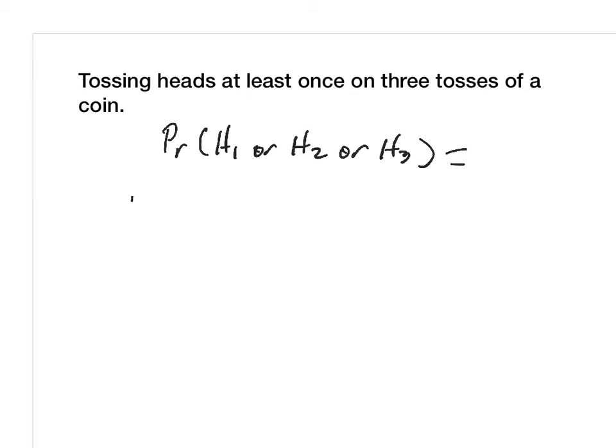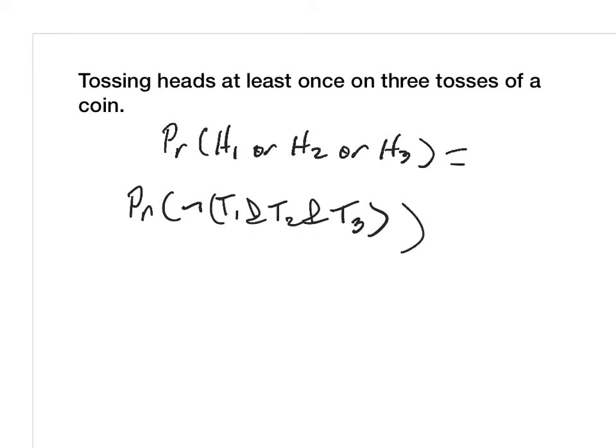So now it's what's the probability of not getting tails on the first toss, say, and tails on the second toss and tails on the third toss. That would be what that comes out to be, and we know that that is 1 minus the probability of getting all that, and the probability of getting all that is 1/8. So our answer to that problem is 7/8.